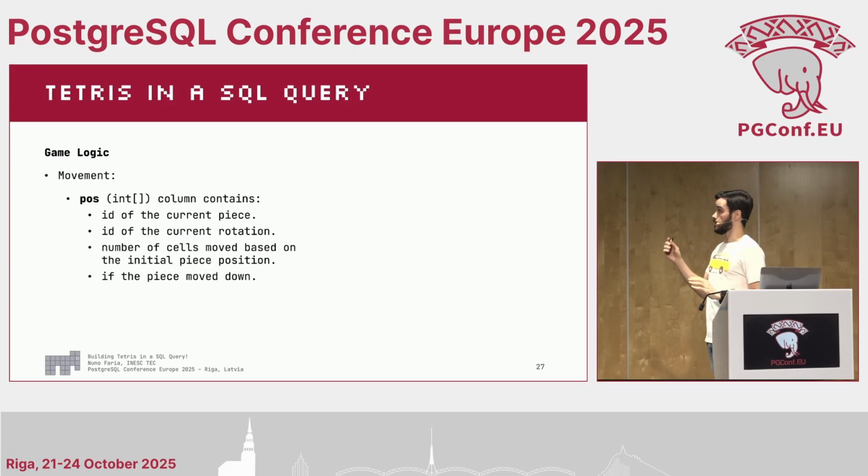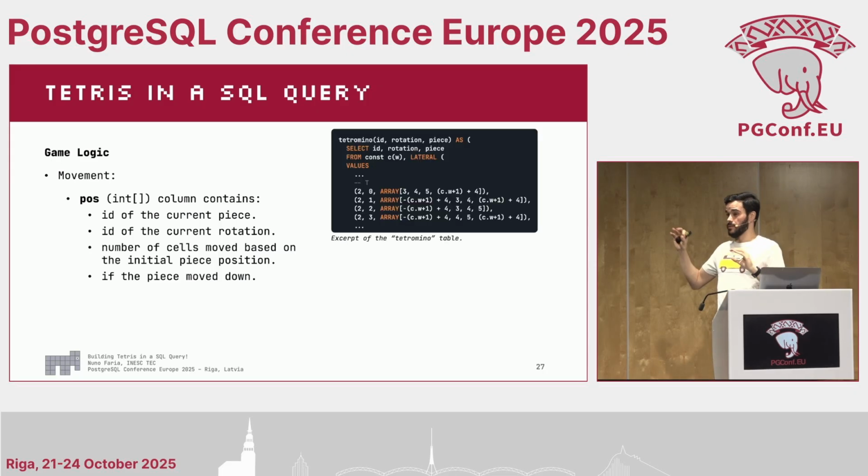To implement a movement, this is done with an array which contains information about the current piece. This includes the ID of the piece that we are playing right now, the ID of the rotation, how many cells we have moved the current piece, so then we can translate the current piece by that amount of cells, and also a flag that says if the piece has moved down, so then it's easier to determine if we are dropping a piece and colliding it with the bottom.